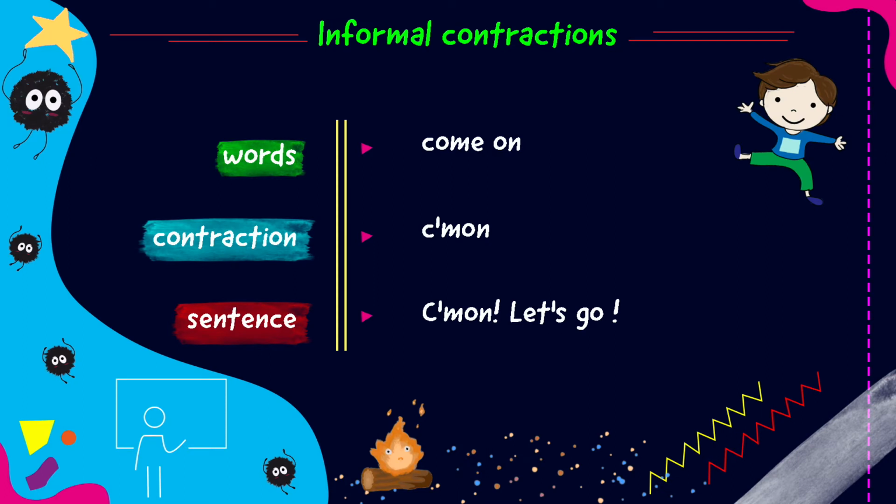Now let's practice some informal contractions. Come on. The contraction is come on. Come on, let's go. Some more. Some more. Can I have some more milk?